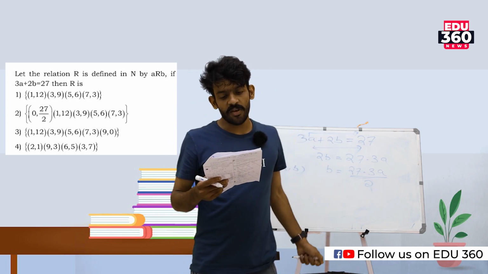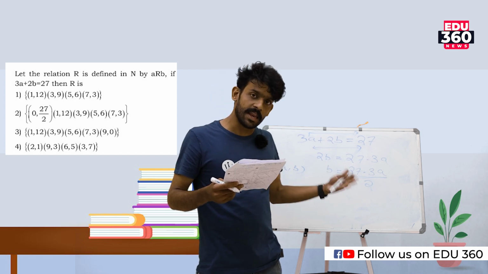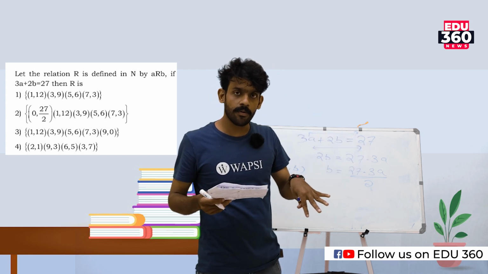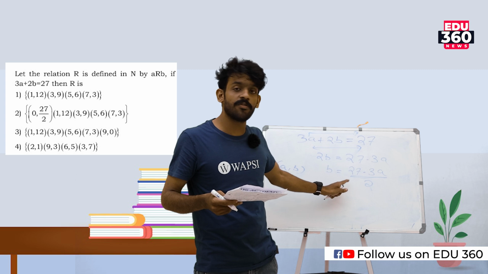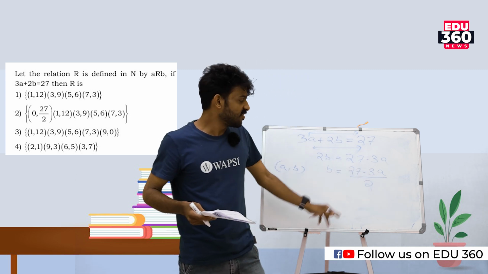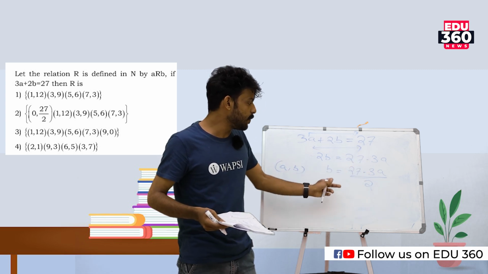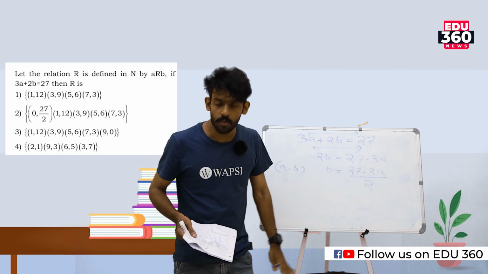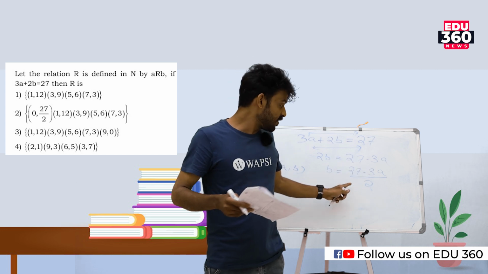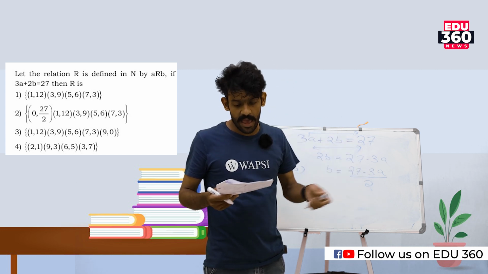So suppose if you are going to substitute the value of A, any value, we will definitely get the value of B by using this, because B is equal to (27 minus 3A) divided by 2. Suppose we substitute A is equal to 0, definitely we will get B is equal to 27 by 2. Similarly, by using this we can find the values of A and B.